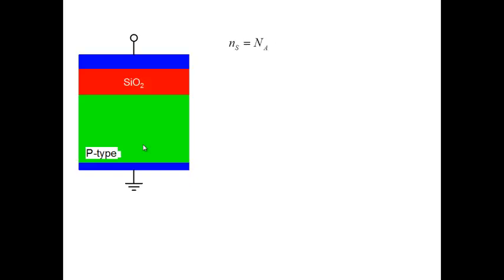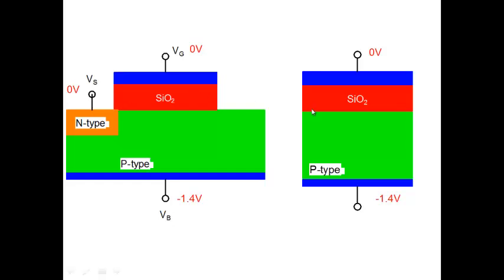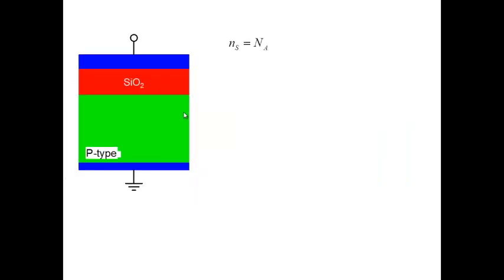So when I ask the question, has threshold occurred here or here, I have to find out whether my electron density is equal to Na or not. So that's what I have to get. Ns is equal to Na. All right, so we'll go through this here.